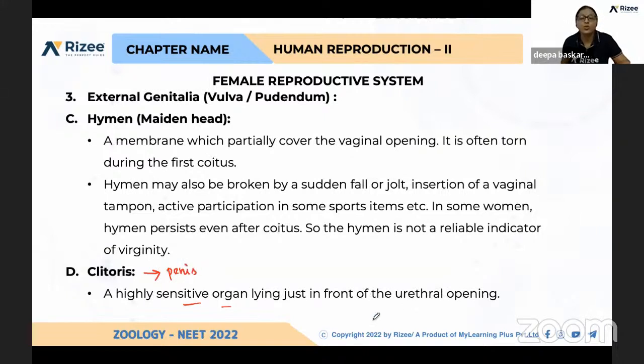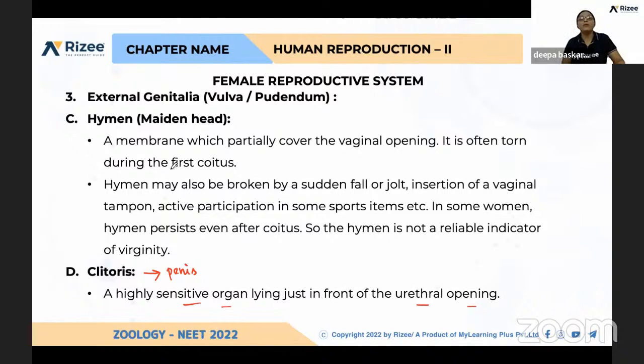This is homologous to the penis. And where it is located, the clitoris is located just in front of the urethral opening, above the, yeah, in front of the urethral opening, you can say.